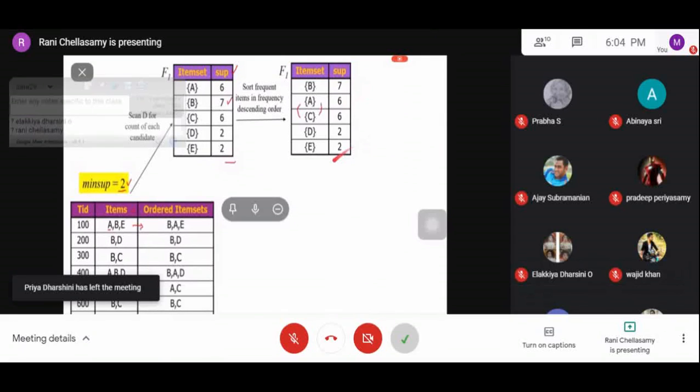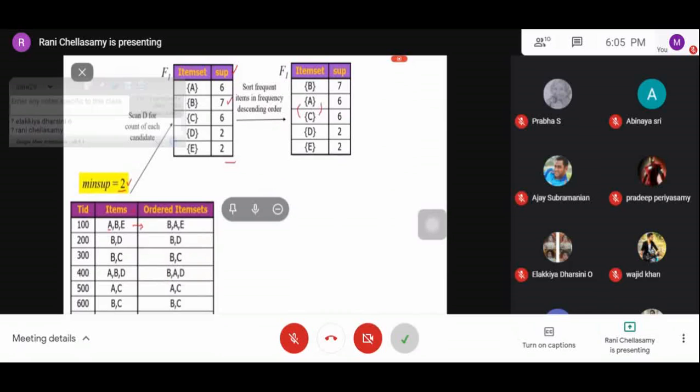See the next transaction, B, D. What is the support count of B? 7. What is the support count of D? 2. So 7, 2 is already in the correct order, and you can copy the same order into the ordered item set. Likewise, B has 7 and C has 6, so 7, 6 is in the correct order. See A, B, D: A has 6, B has 7, D has 2. You have to rewrite this based on the sorted order as B, A, D.